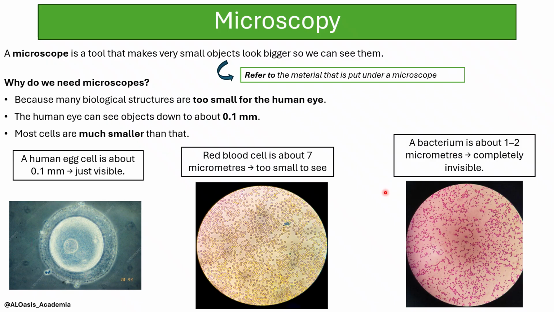When it comes to bacteria, which are around 1 to 2 micrometers, they are completely invisible. We cannot see anything inside the cells. We cannot identify the borders of each bacterial cell, so it's absolutely invisible. And that's why we need a microscope to be able to see these things and study them.